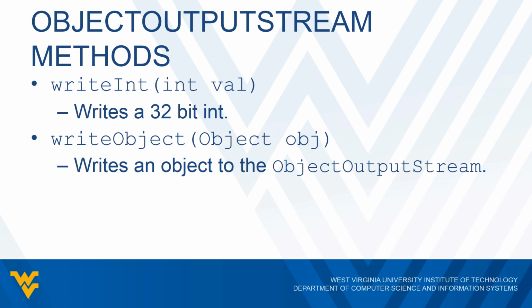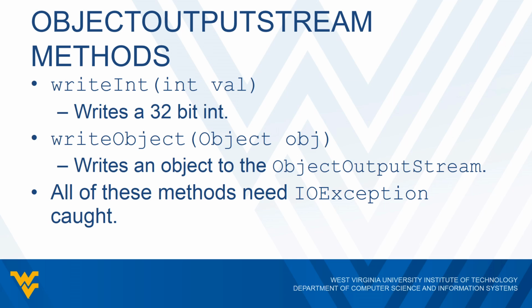Now I should mention that all of these methods, including the ones that I didn't get the chance to mention here, do need the IOException caught. So whenever you're using any of these methods, you have to use a try-catch block, and you have to make sure that you're catching the IOException. Otherwise, you're going to get a compiler error.